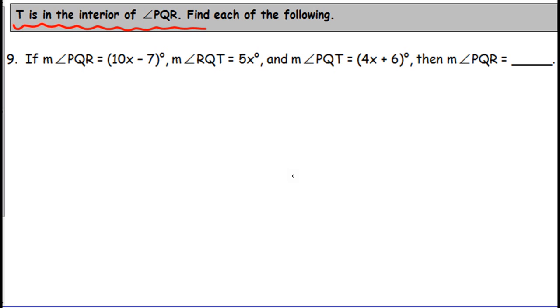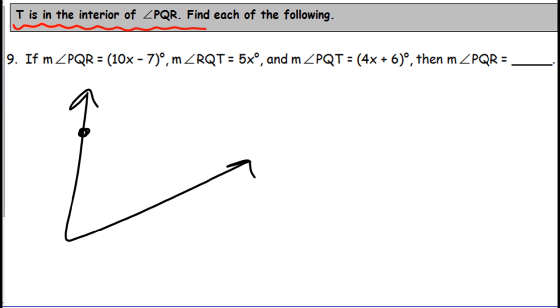So I read that and I see, okay, T is a point. It is in the interior, meaning on the inside of angle PQR. So the very first thing I'm going to do is draw an angle PQR, and I can do this for every single problem, because each problem has its own individual algebraic expressions. It's PQR, not PRQ. I know that I'm going to need an angle for each of these.